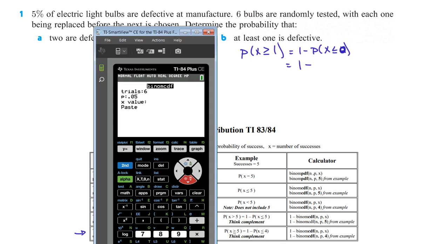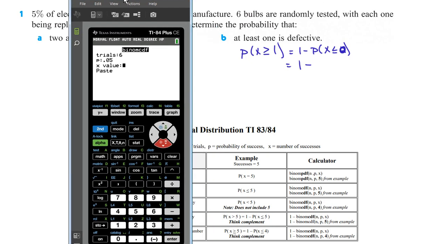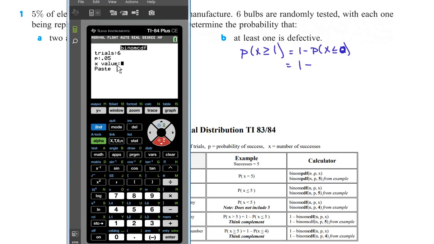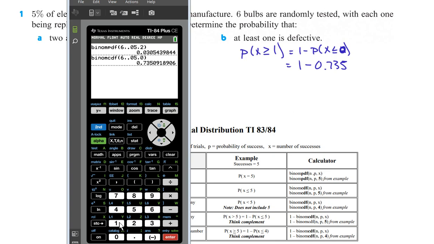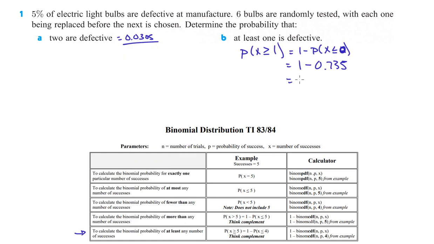Okay, so in our calculator case here, our x value is going to be 0. We paste that in and we push enter, and that's a 73.5% chance. So 1 minus 0.735. Okay, so then we actually have to subtract those two. So we do 1 minus our answer, and we get 0.265.